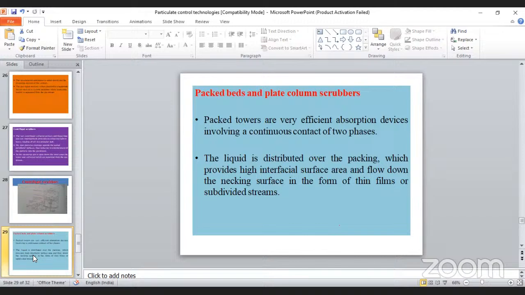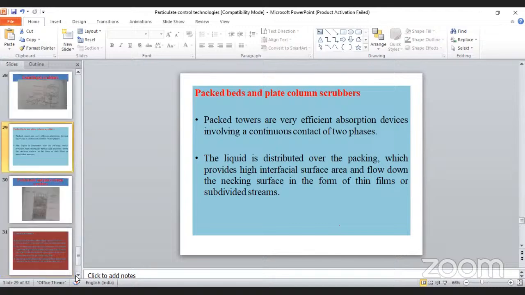When these two are interacting, we know what will happen, the same impinging principle. Then those particles will be absorbed in the packed bed material, which will be collected by washing, and again the packed bed can be regenerated. So the liquid is distributed over the packing, which provides a high interfacial surface area and flows down the packing surface in the form of thin films or subdivided streams.